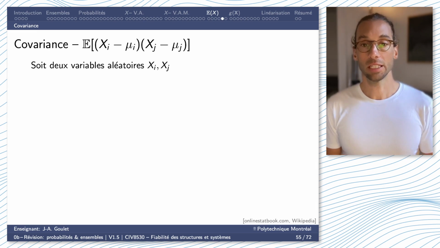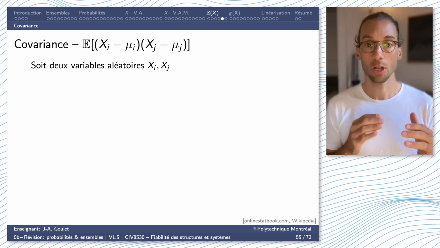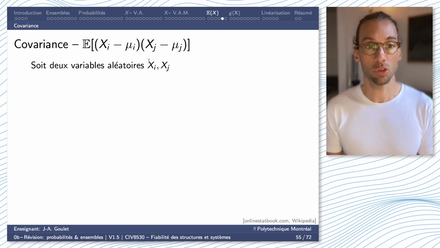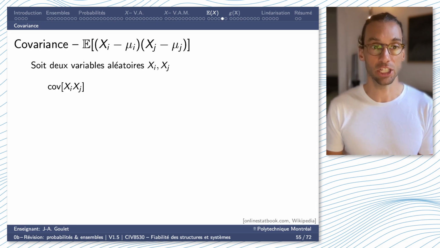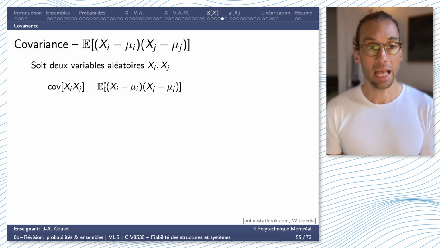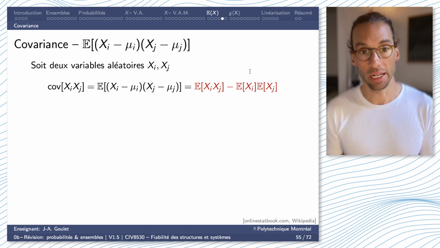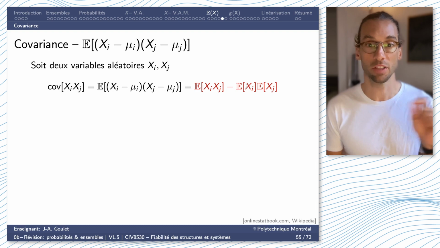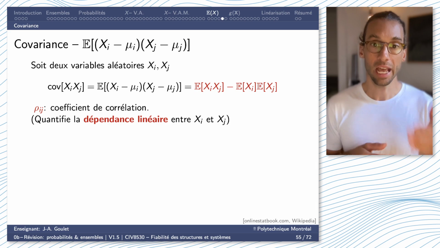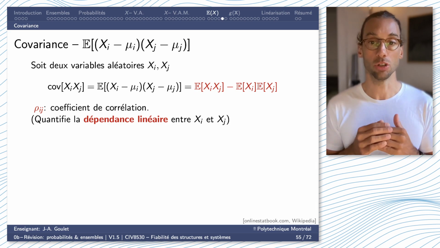Now let's look at the concept of covariances. How much two variables move together simultaneously. So given that I have two random variables xi and xj, I can represent the covariance of xi and xj as the expectation of xi minus mu i times xj minus mu j. And we can rewrite this as the expected value of xi times xj minus the product of the expectation for the marginal random variables. And here, that's going to help us define the correlation coefficient.